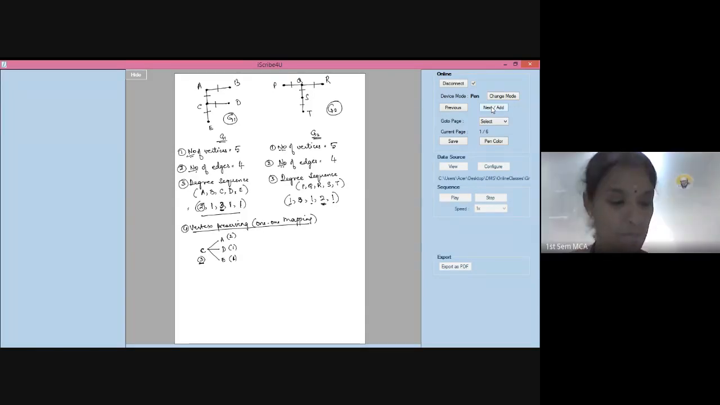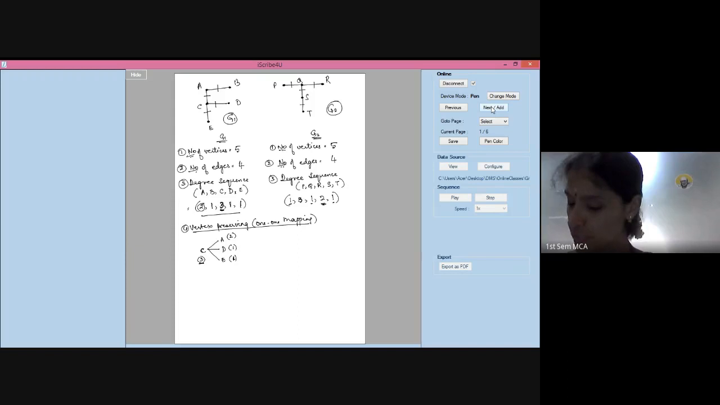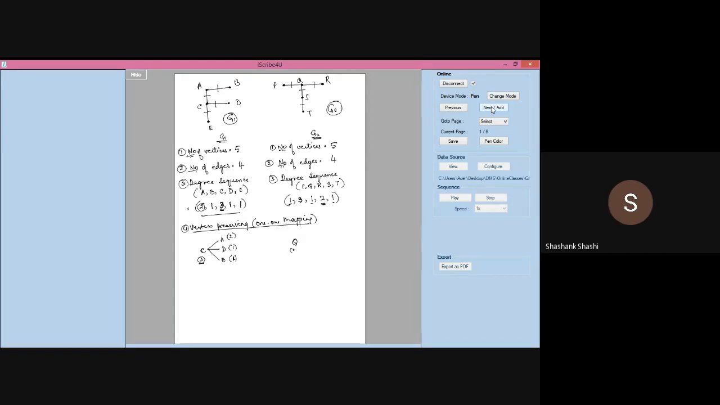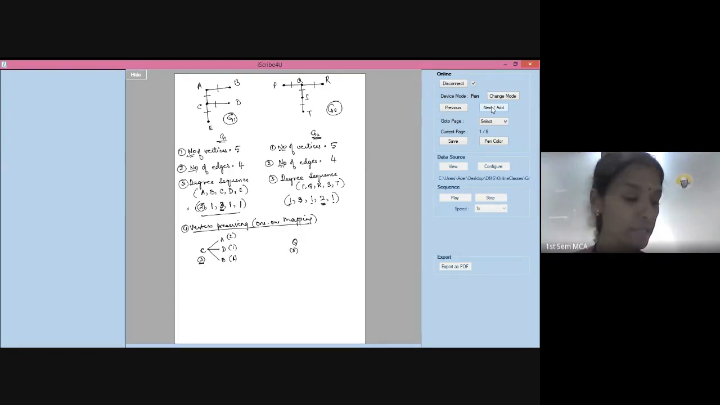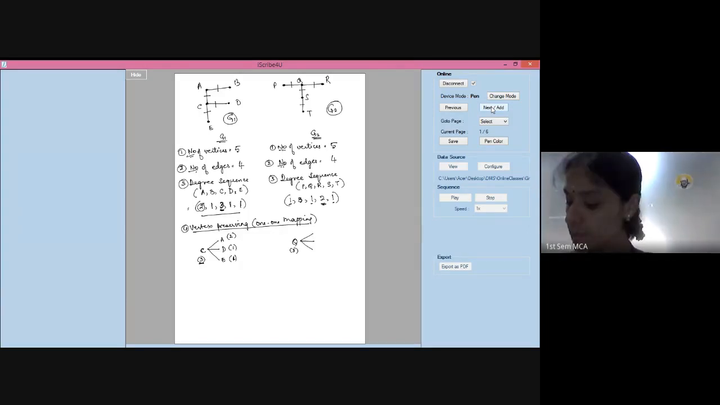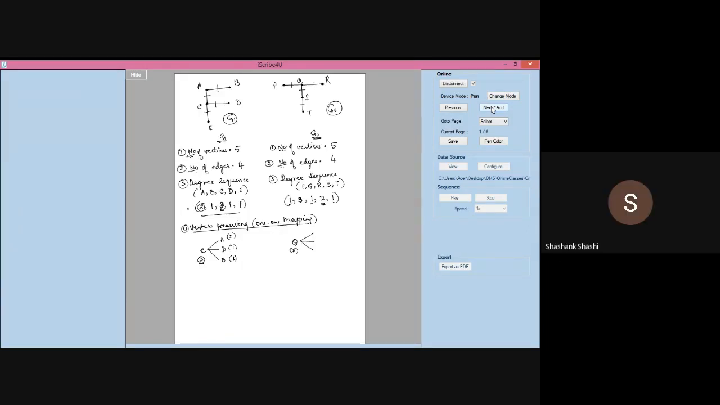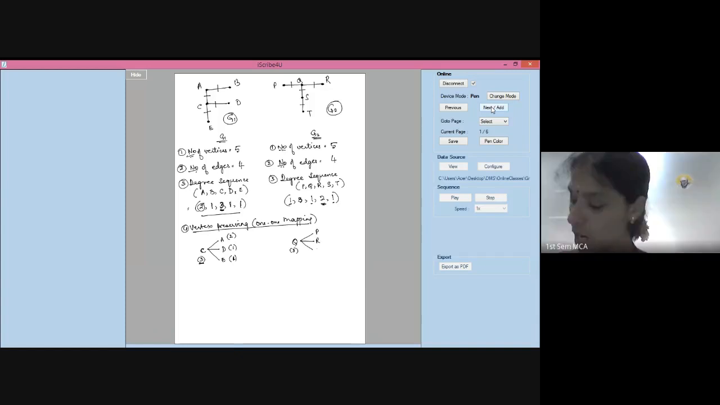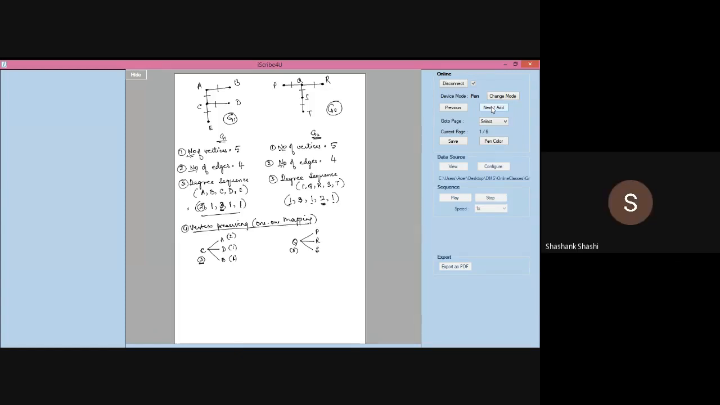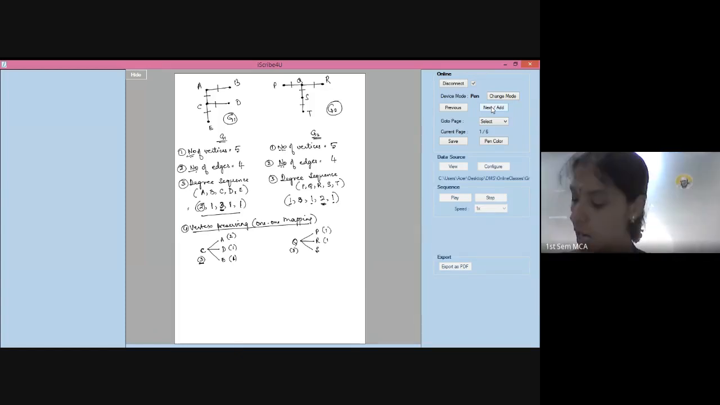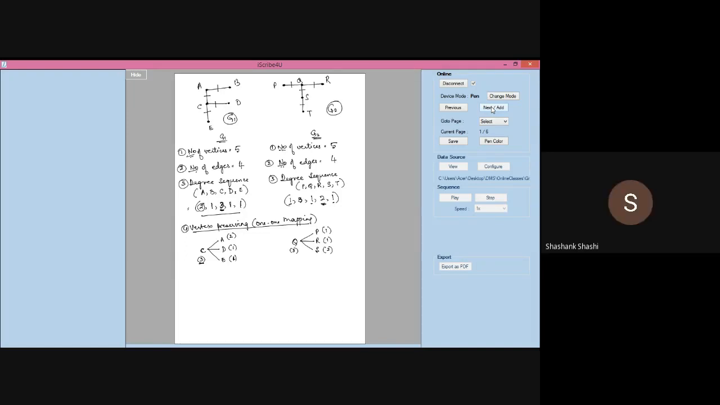Okay. Similarly, let us come to G2. I will tell you how to do this. Which is a vertex which has degree 3 here? Q. Right? Q has a degree 3. What are the adjacent vertices of Q? P, R and S. So P has degree 1, R has degree 1, S has degree 2.